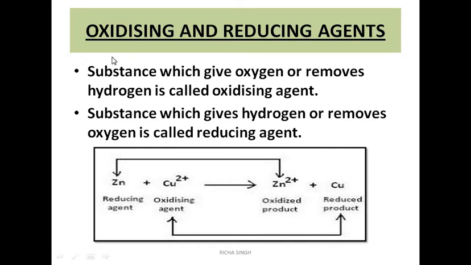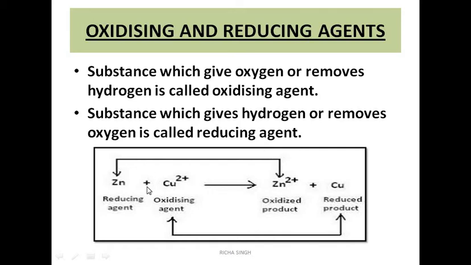Now, as the name suggests, substances which give oxygen or remove hydrogen are called oxidizing agents. In simple terms, the substance which is causing the oxidation is known as the oxidizing agent, and the substance which gives hydrogen or removes oxygen is known as the reducing agent.